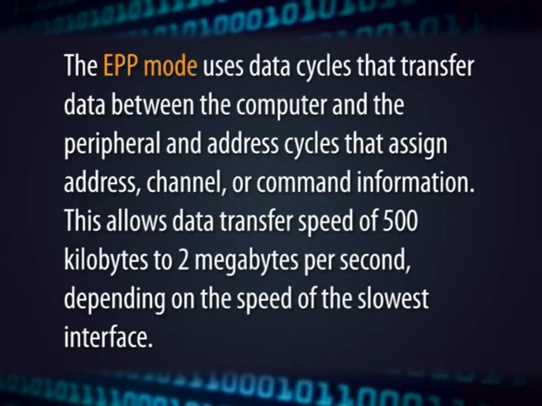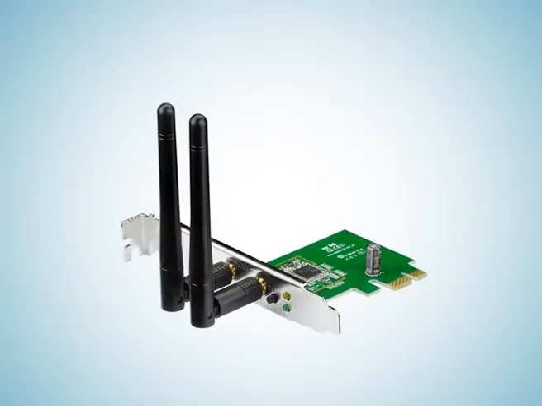The EPP mode uses data cycles that transfer data between the computer and the peripheral, and address cycles that assign address, channel or command information. This allows transfer speed of 500 kilobytes to 2 megabytes per second depending upon the speed of the slowest interface. The EPP mode is bidirectional. It is suited for network adapters, data acquisition, portable hard drives and other devices that need higher speed.